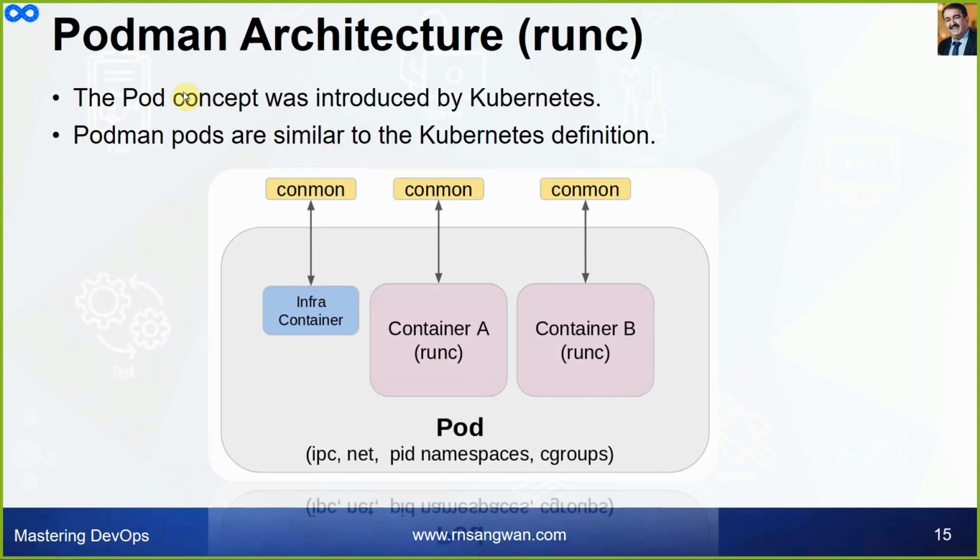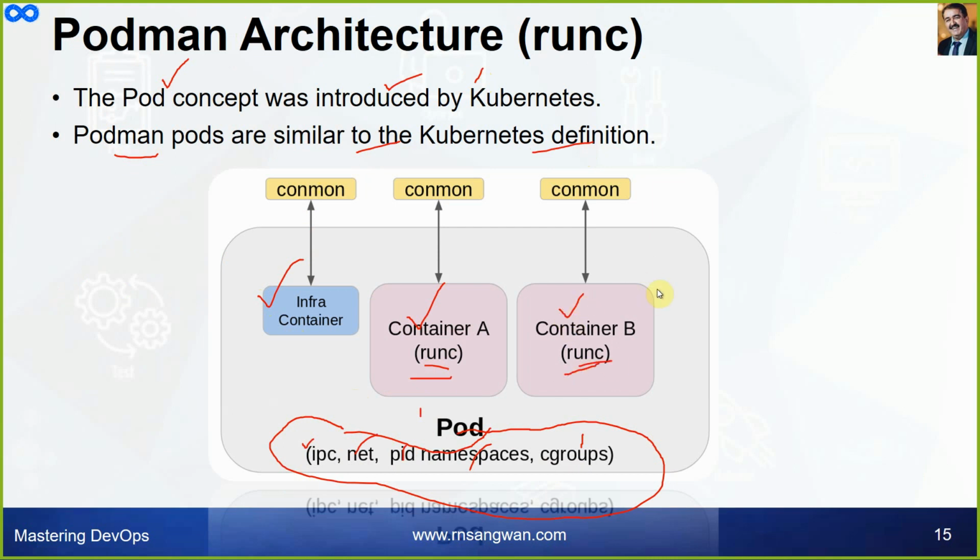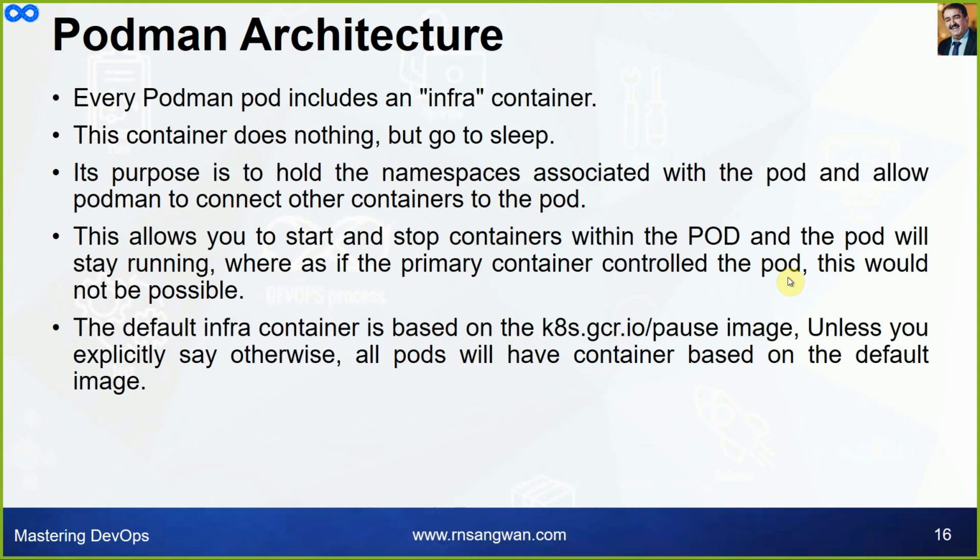Podman architecture. The pod concept was introduced by Kubernetes. Podman pods are similar to the Kubernetes definition. So when we create a pod, it will create the virtualized data structures I was talking about in the previous slide: IPC, net, PID namespaces, control groups. For container monitoring and management, we have the infra container, container A, which is runC, container B, which is runC. These are containers which you create using Podman. Every Podman pod includes an infra container. This container does nothing but go to sleep.